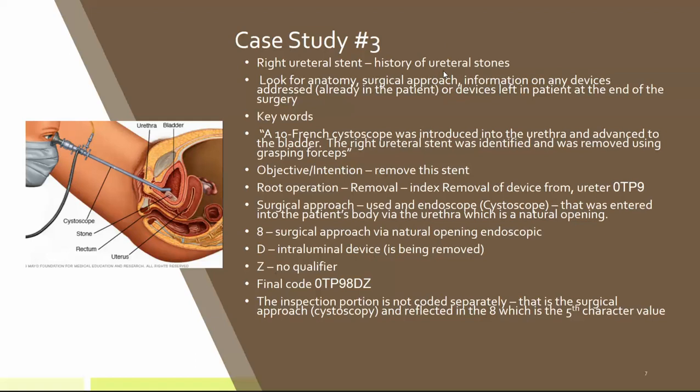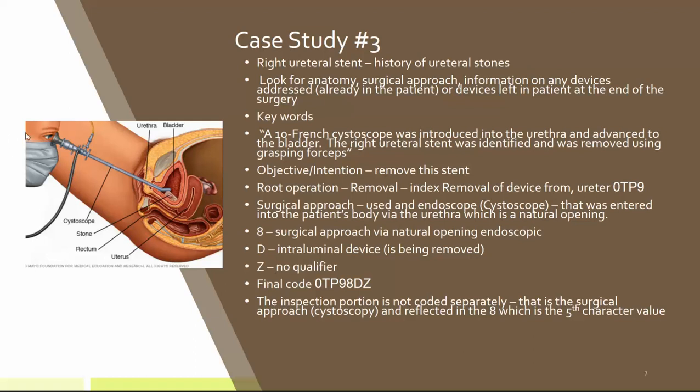Remember your ureters, you have 2 of them, those 2 tubes coming down off your kidneys. They're tubular, muscular structures. Tube and luminal are synonyms. We're going to choose D for our intraluminal device, which is being removed in this case. Z, no qualifier. Our final code is 0TP98DZ.